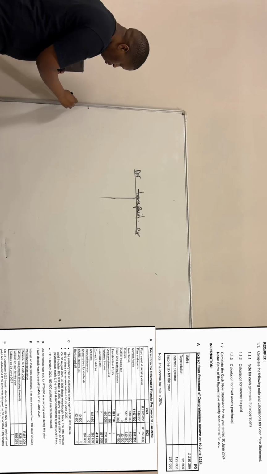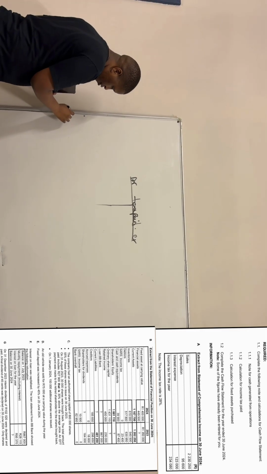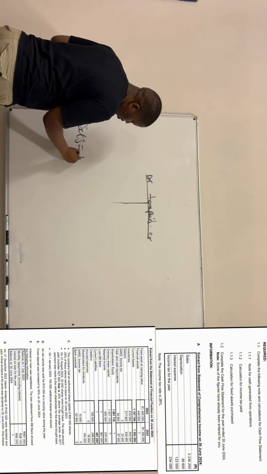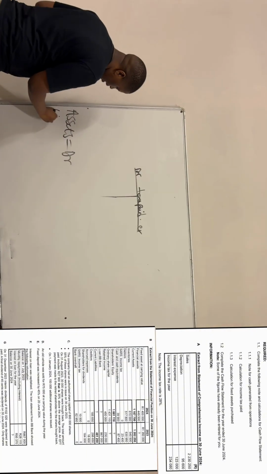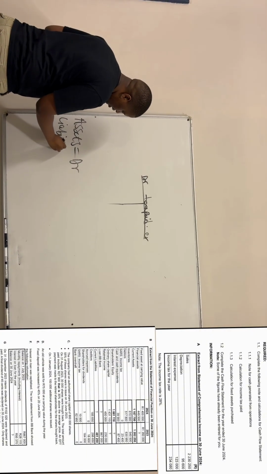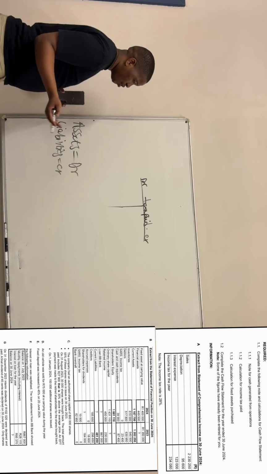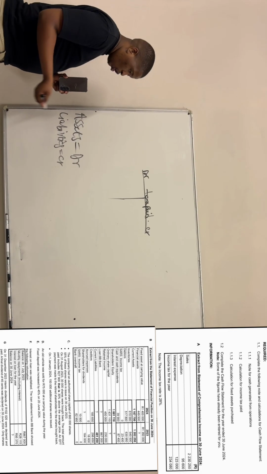Now, we know that assets mean what? Debit side. Liabilities mean what? Credit side. In terms of our tax. I hope that makes sense.